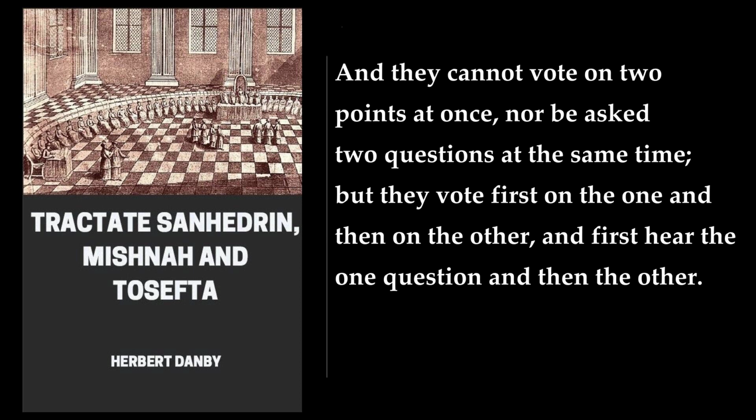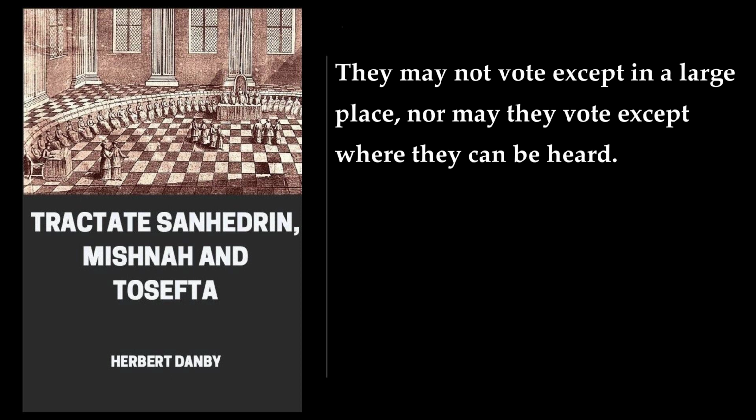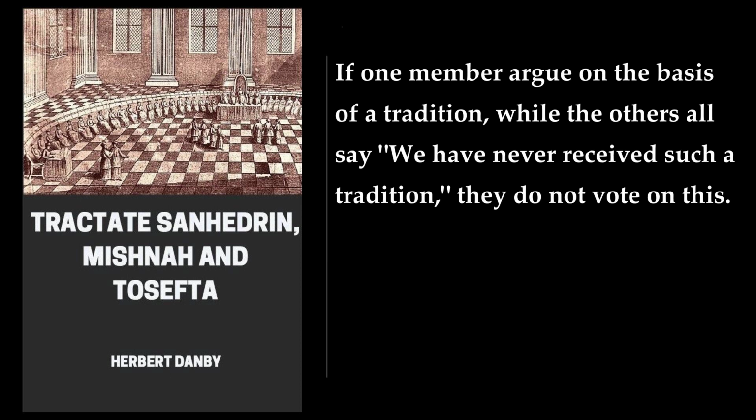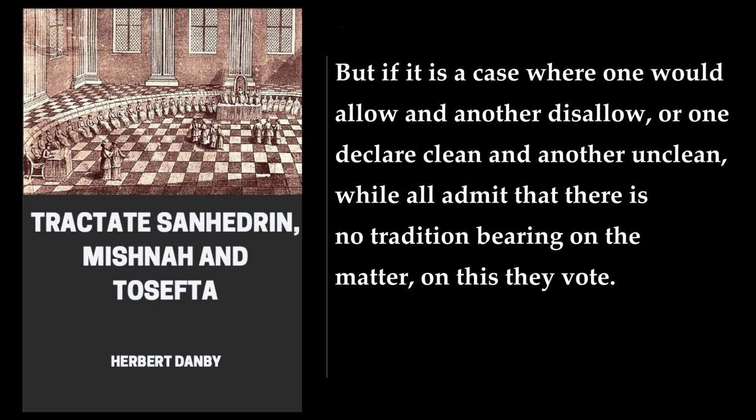And they cannot vote on 2 points at once, nor be asked 2 questions at the same time. But they vote first on the one and then on the other, and first hear the one question and then the other. They may not vote except in a large place, nor may they vote except where they can be heard. If one member argue on the basis of a tradition, while the others all say, "We have never received such a tradition," they do not vote on this. But if it is a case where one would allow and another disallow, or one declare clean and another unclean, while all admit that there is no tradition bearing on the matter, on this they vote.